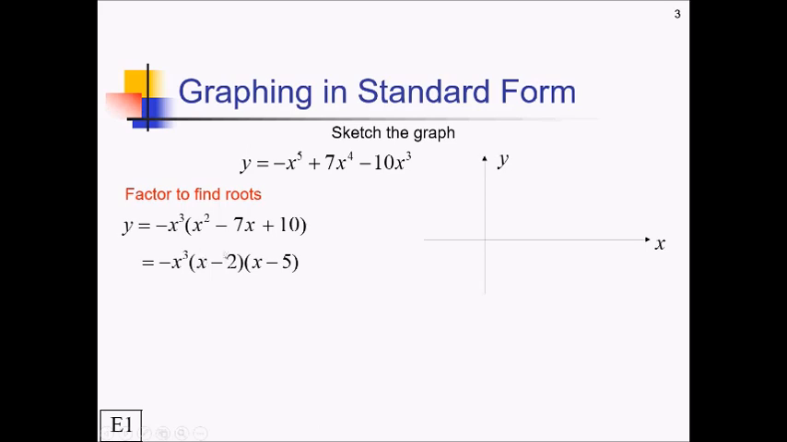So setting each of these factors equal to 0, this negative x cubed gives us a root of 0. The x minus 2 gives us 2 as a root, and then for this last factor we have 5. Just like before, we're going to go ahead and put those on our graph. So we've got the origin 0, 2 is somewhere over here for an x-intercept, and here's x equals 5 somewhere over in this direction. All right, next we're going to find the y-intercept.